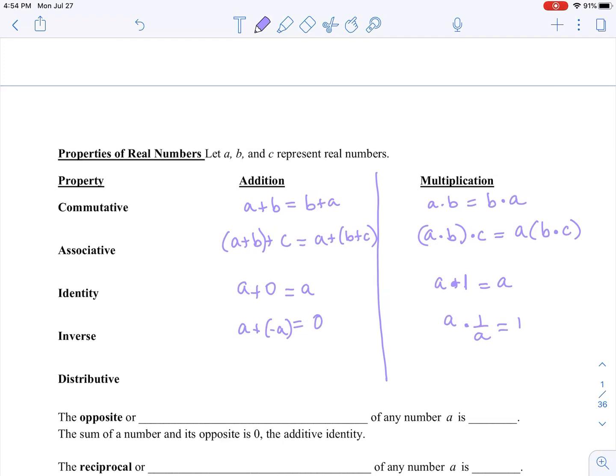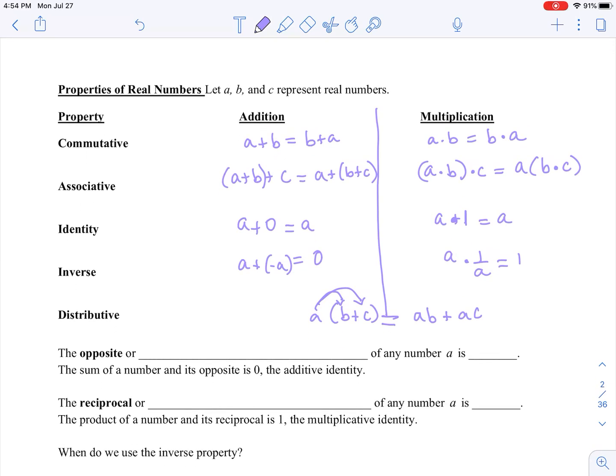Okay, the distributive property we've seen over and over. It's kind of a bridge between addition and multiplication, but you have A times the quantity B plus C is equal to, we would distribute the value of A to B and the value of A to C. So A times B plus A times C.